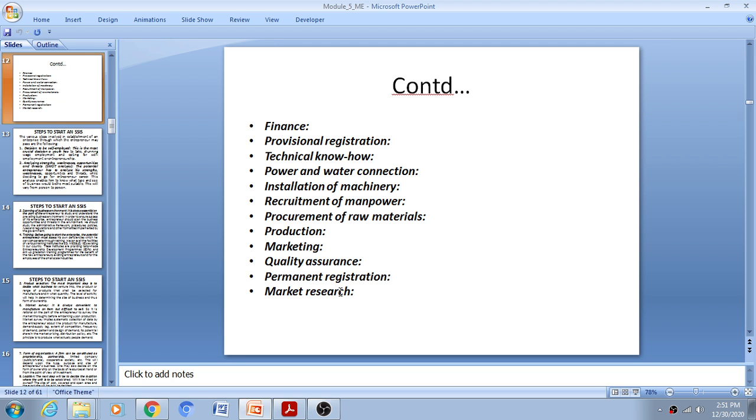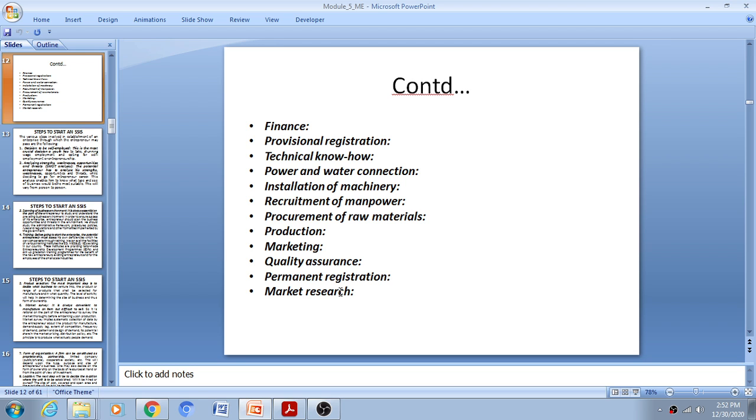Next one is quality assurance. You cannot produce a product and be negligent about its quality. If so, you won't stay for a longer period in the market. So you should have that sense of quality in the product that you're manufacturing. Quality is more important, so again, that has to be made sure.